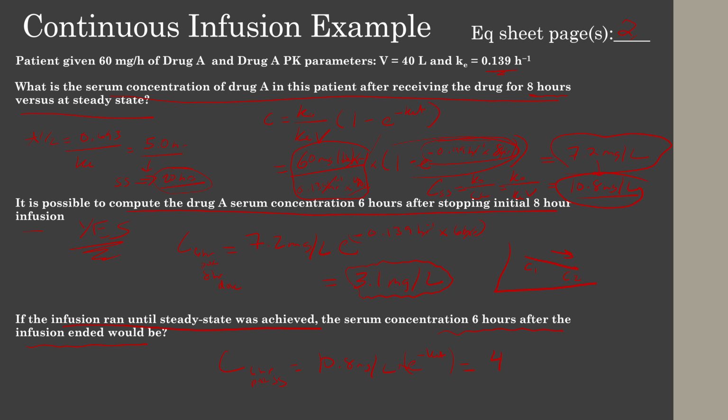Should it be a higher or lower concentration than the previous question of 3.1? Should be slightly higher because we're starting with a higher concentration. So 4.6 milligrams per liter, and there you go. So you can see the differences in this continuous infusion example, of when one achieves steady state and when you don't achieve steady state, and how that'll affect future concentrations.